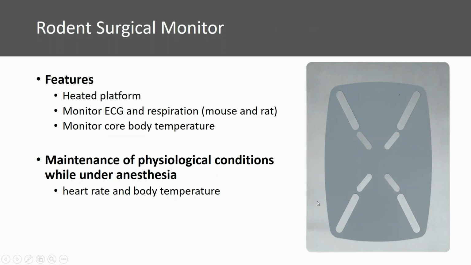The rodent surgical monitoring system is heated, like I mentioned previously, to allow us to maintain the body temperature of the animal. This becomes very important when we're looking at cardiovascular function. As the temperature drops, the heart rate may also drop within the animal, and this may alter the results that we're getting. So this area that's darker here is heated. We then connect the paws of the animal, either the mouse or the rat, to these electrodes, and we're able to monitor the ECG signal, the respiration signal, and using a rectal probe, we're able to monitor the core body temperature as well.